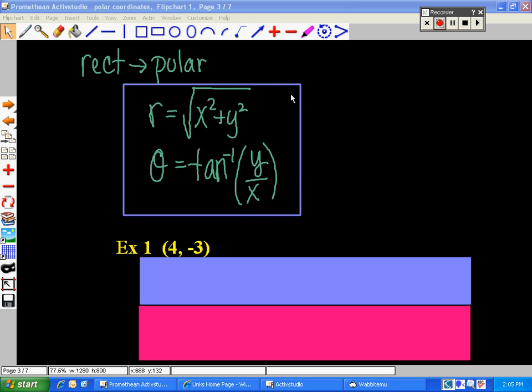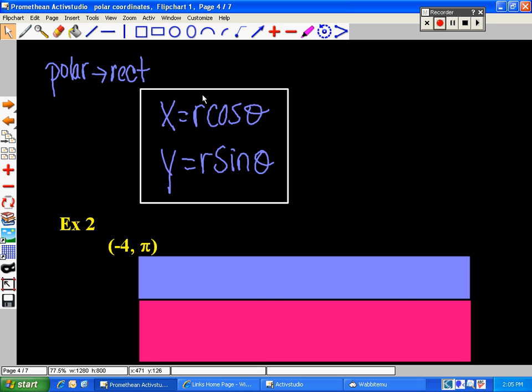Now these are not on your formula sheet, so these are some things that you definitely need to remember. We also have these formulas over here. X equals r cosine theta, and y equals r sine theta.